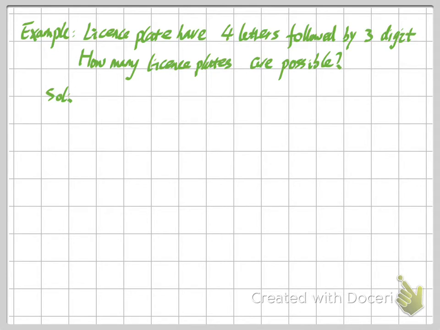In this question, we have 4 letters and 3 digits. That means we will have 2 parts. One part is finished in 4 steps, and the other is finished in 3 steps. So in total, our k is equal to 4 plus 3, so we have 7 steps in this question.